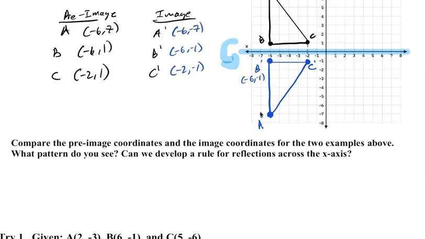Can we glean anything off of this? Look at this. What happens when we reflect it across the x-axis? What happens to the points? Right, the x's are the same, but the y's change. They go from positive to negative. We change the signs of the y's.